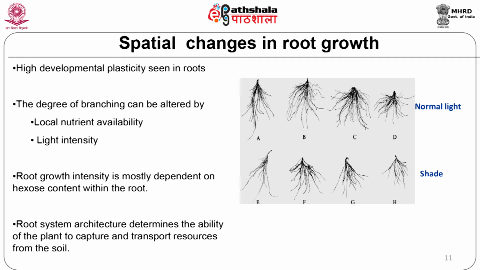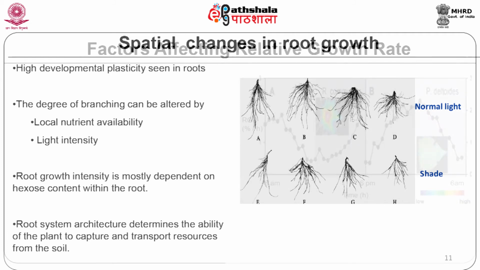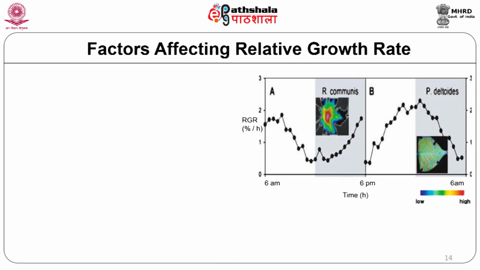For example, the degree of branching can change in response to local nutrient availability and determine the ability of the plant to capture and transport resources from the soil. Let us now consider some of the factors affecting the relative growth rate of a plant. Leaves, which are the main sites of photoassimilation, play an important role in whole plant growth dynamics.